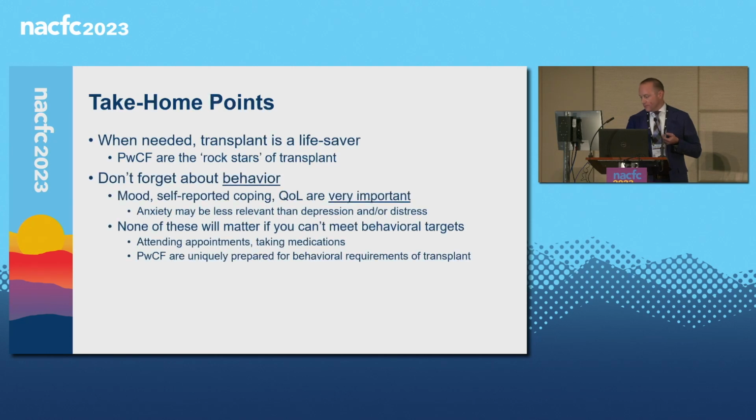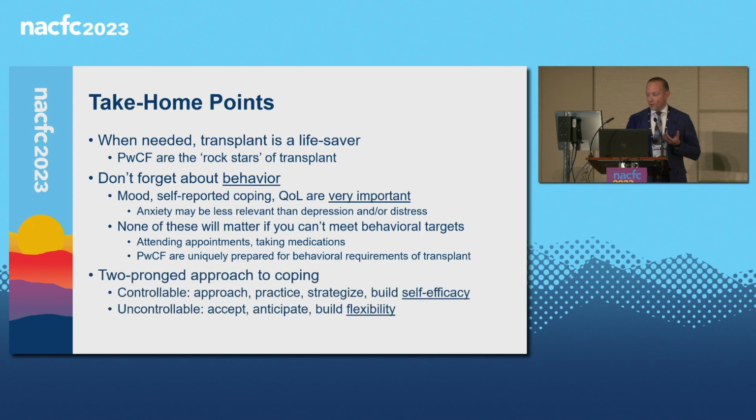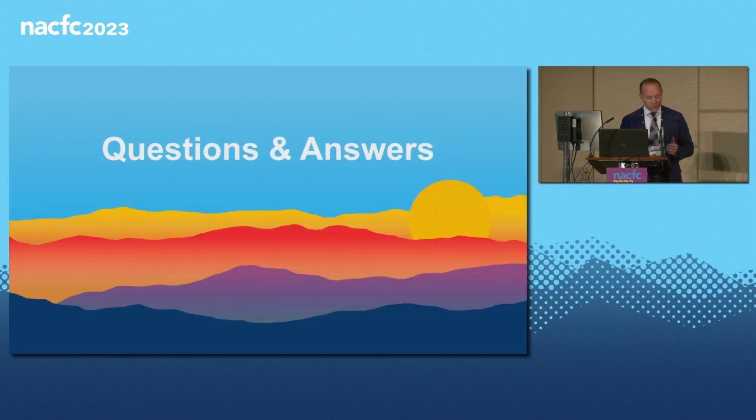Let me just finish up because I think I'm over time. For the CF patients that we're seeing, one of the things I always emphasize is that they're the rock stars of transplant. If they need to do it, it's life-saving if you need it. When you're evaluating folks, don't forget what behavior you're looking for and why. And think about a two-pronged approach: having people building up, being more organized and on top of their care, and cultivating some skills to accept that there are going to be twists and turns along their course, and that's okay. And with that, I can stop for questions.